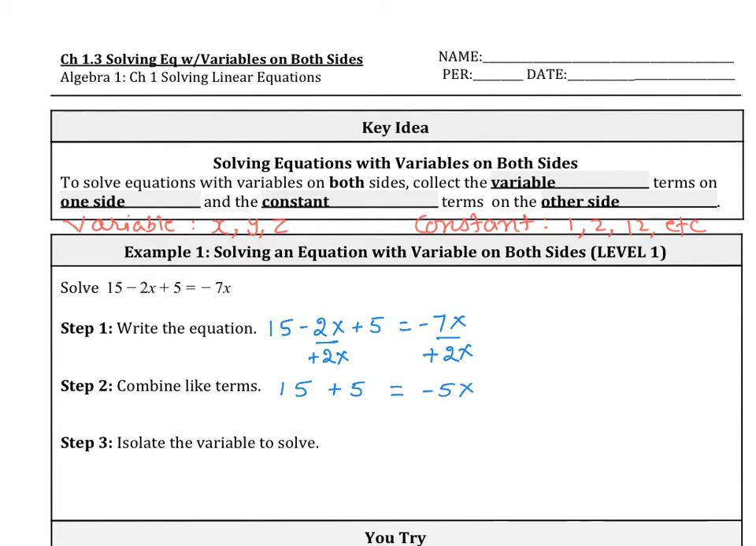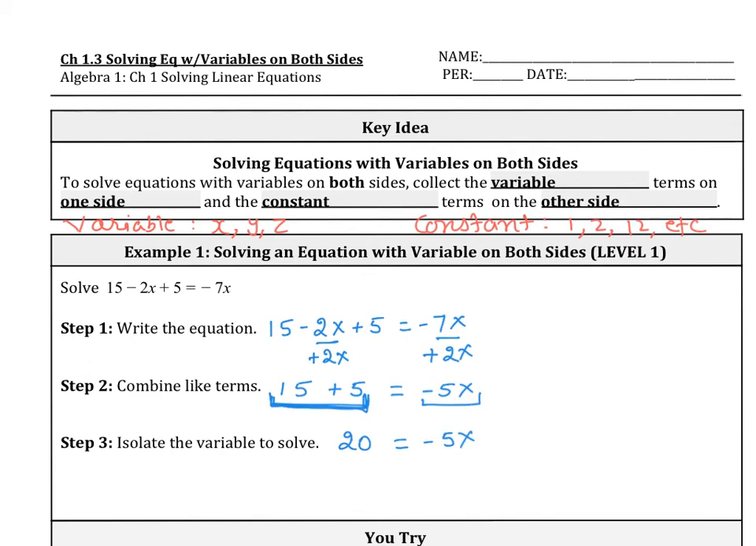Now by doing this operation we were able to get the constant terms on one side and the variable on the other side. All we have to do now is to combine these two like terms, and that is going to give us 15 plus 5, which is 20, equals negative 5x.